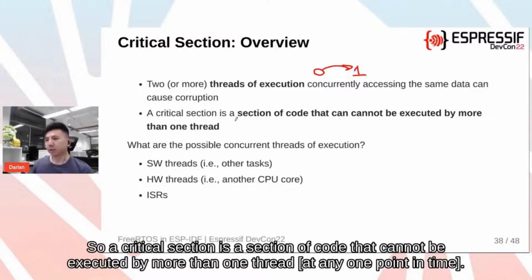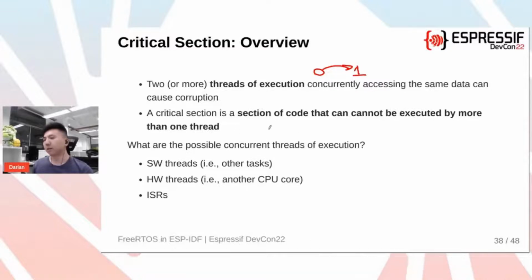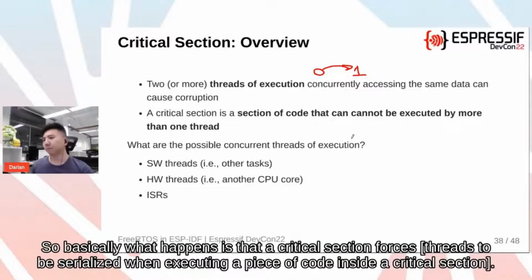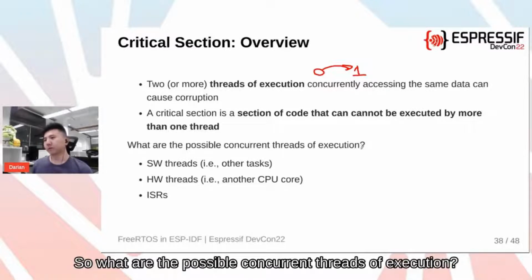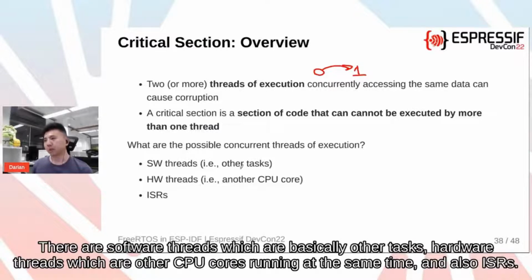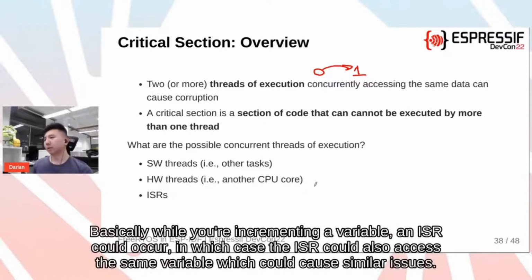So a critical section is a section of code that cannot be executed by more than one thread. So basically what happens is that a critical section forces a piece of code to be serialized when executed by multiple threads. So what are the possible concurrent threads of execution? There are software threads, which are basically other tasks, hardware threads, which is another CPU core running at the same time, and also ISRs. Basically, while you're incrementing the variable, an ISR could occur, in which case the ISR could also access the same variable, which could cause similar issues.